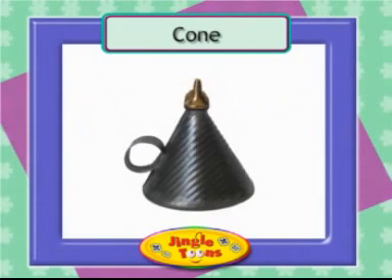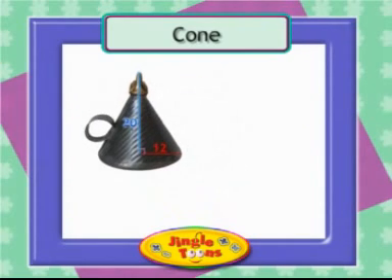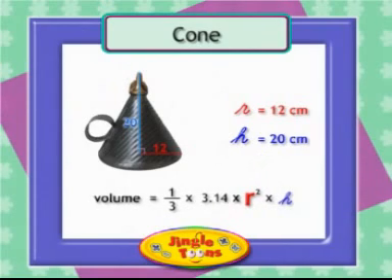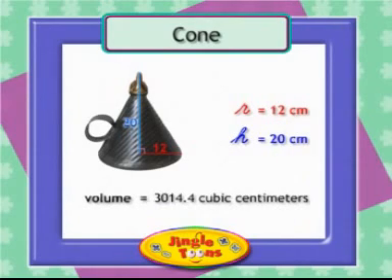Example: what will be the volume of a conical oil container with base radius 12 cm and height 20 cm? Here we have given in the problem r is equal to 12 cm, h is equal to 20 cm, and the formula is volume is equal to 1 upon 3 multiplied by pi multiplied by r squared multiplied by h. So, volume is equal to 1 upon 3 multiplied by 3.14 multiplied by 12 squared multiplied by 20. Volume is equal to 3014.4 cubic centimeters.